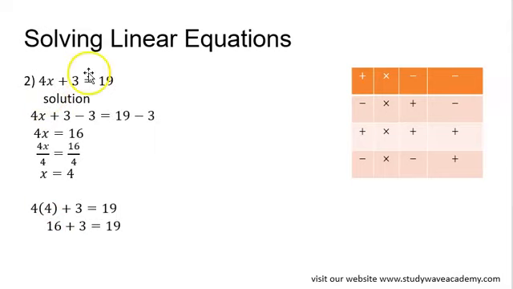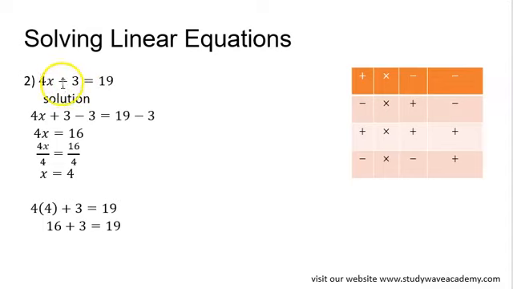Number 2, we have 4x plus 3 equals 19. What do we do first? We look for a way that we can isolate x to stand on its own. So what is our first step? We have plus 3 here. What did we say we are going to do?